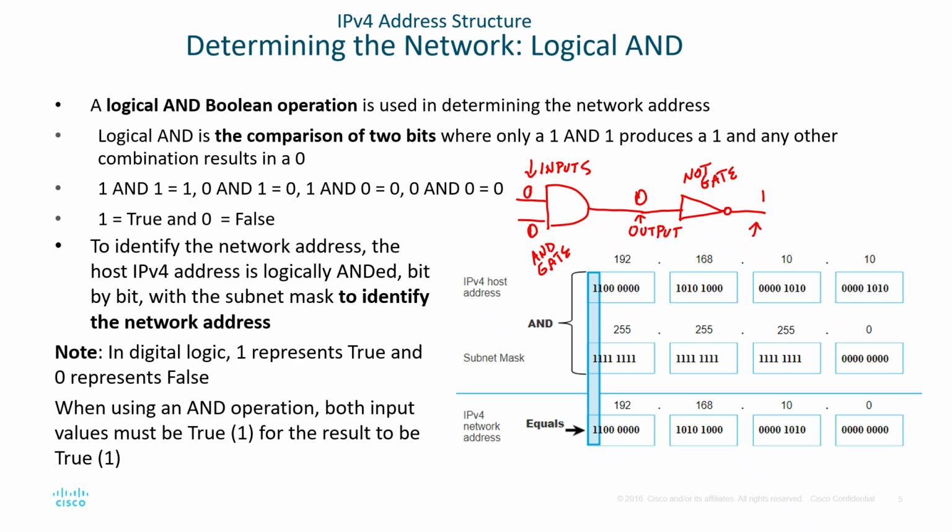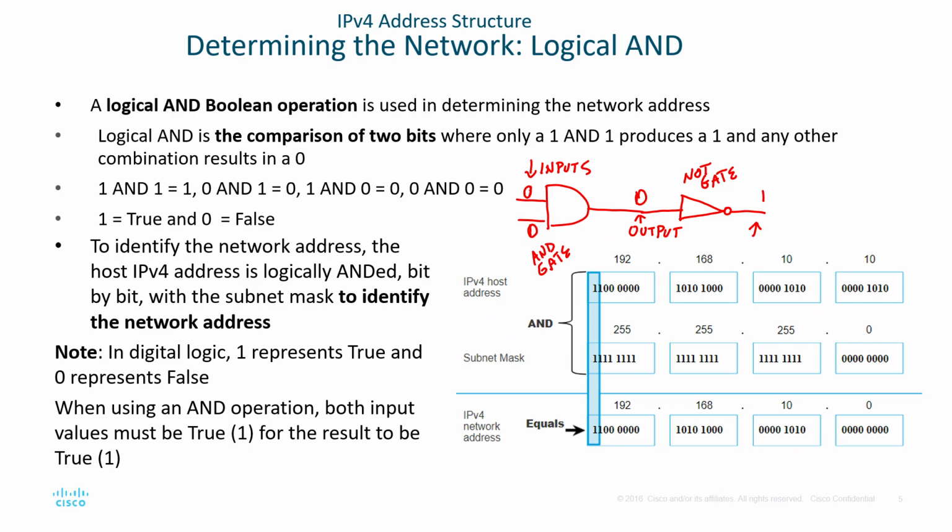So, to identify the network address, the host IPv4 address is logically ANDed bit by bit with the subnet mask to identify the network address. In digital logic, again, 1 represents true and 0 represents false. So when you are using an AND operation, both input values must be true, or a 1, in order for the result to also be true, or a 1. So looking at this example here.